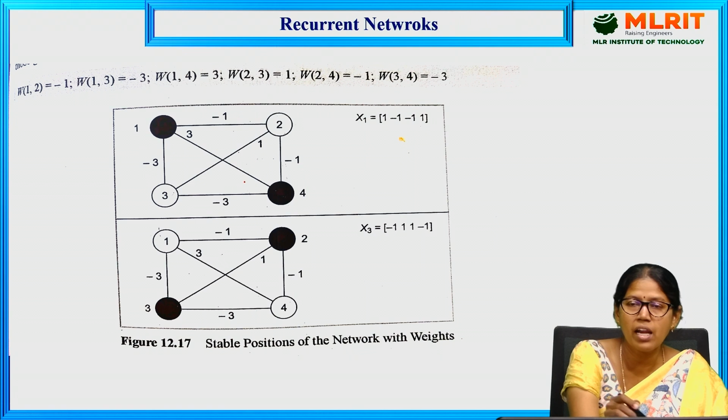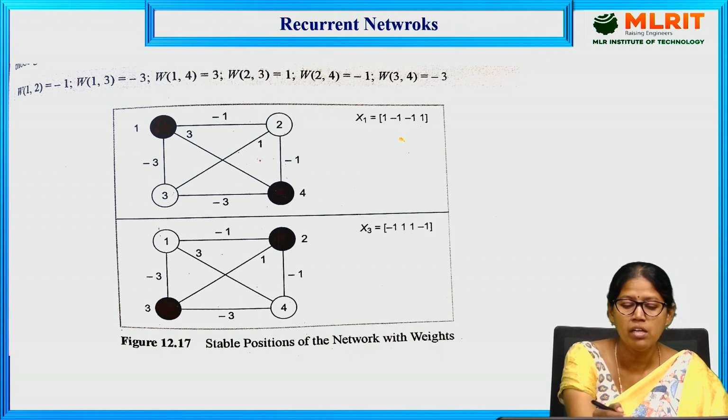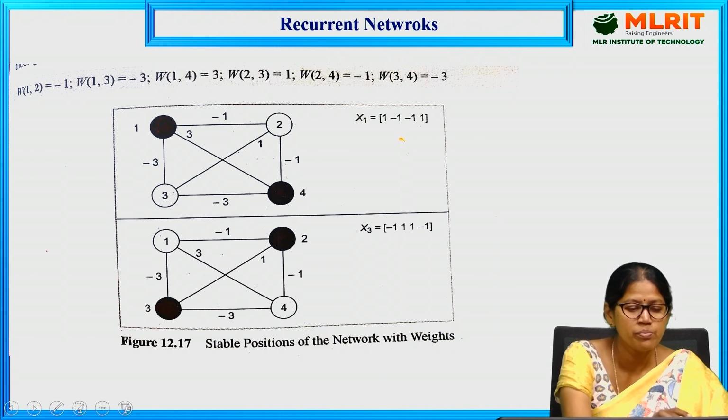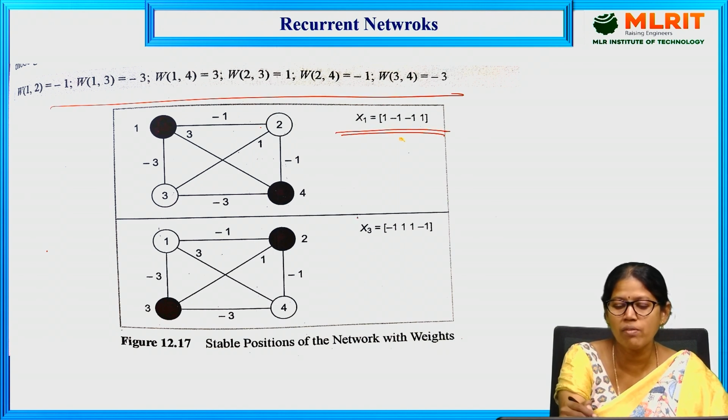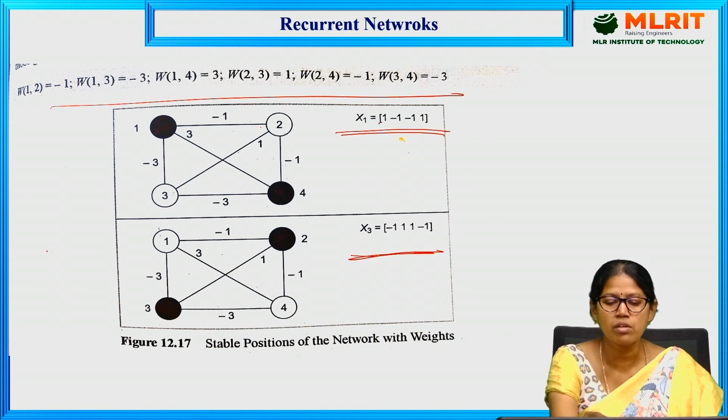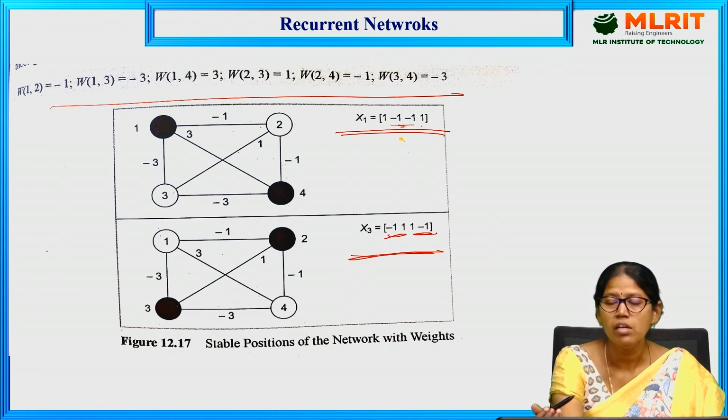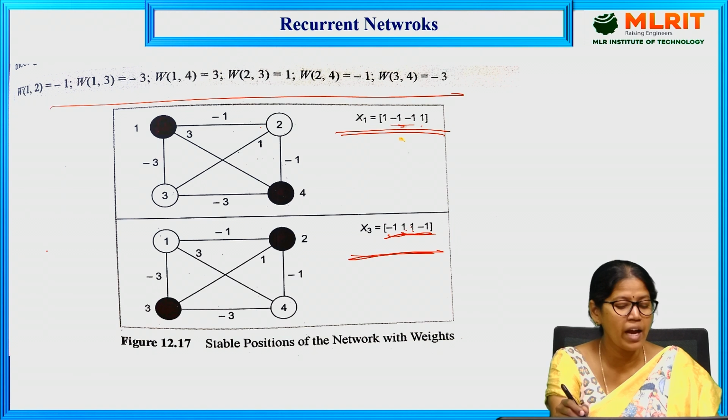So we can draw like this: 1, 3, 1, 2, 3, 4. The half-wheel network looks like this: W1,2 is minus 1, W1,3 is minus 3. Based upon these values, we can draw like this: x1 values and x3 values. So, 2 nodes are 1 and 4 active and the middle values inactive. In the same way, 1 and 4 are inactive, and the middle 2, 3 are active.